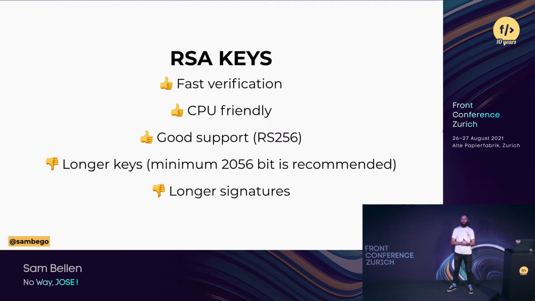And they're very fast to verify because they're relatively easy. They're CPU friendly because they're relatively easy to compute, and they have good support, especially RS. It's been around for a long time, so people and libraries know how to use RSA keys. But the downside is they require longer keys with a minimum of 2056-bit recommended to be secure, which means that you also get longer signatures because you have a longer bit.